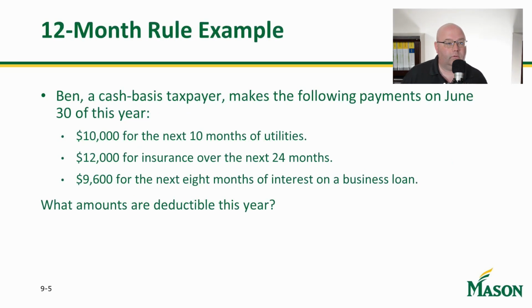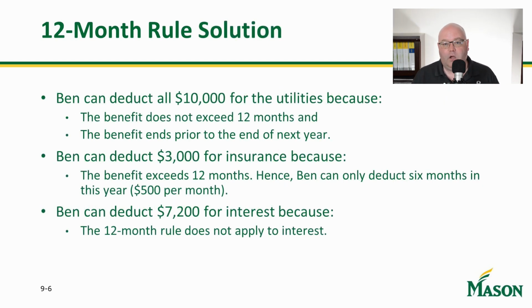12-month example: Ben, a cash basis taxpayer, makes the following payments at the end of the year. $10,000 for the next 10 months of utilities, $12,000 for the insurance over the next 24 months, $9,600 for the next 8 months of interest on a business loan. What amounts are deductible this year? For the $10,000, you can deduct all of it because it won't go beyond 12 months.